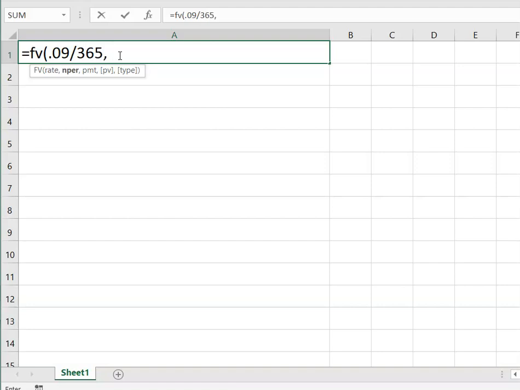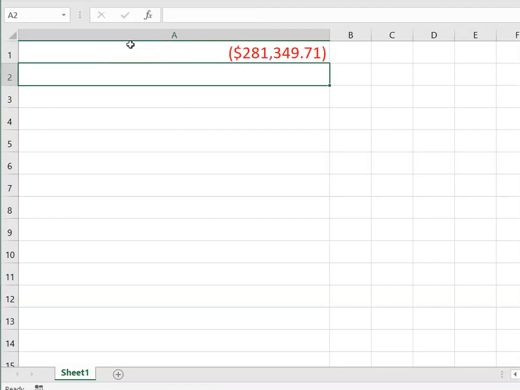The number of periods is going to be, well, I said 30 years, but every day they're putting that money in. So the period is 365 days. And the payment is wrong place. The payment is $5. Let's take a look at what they'll have. $281,000. Right? That's what they're getting.